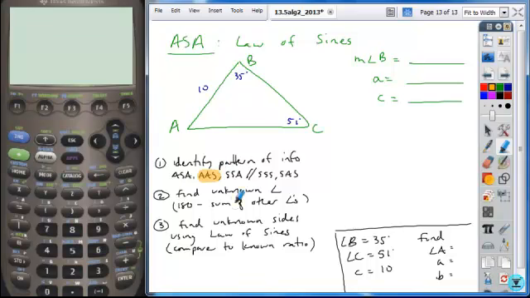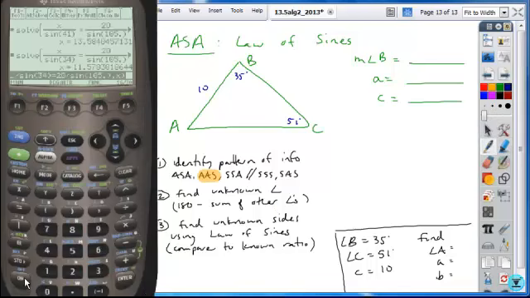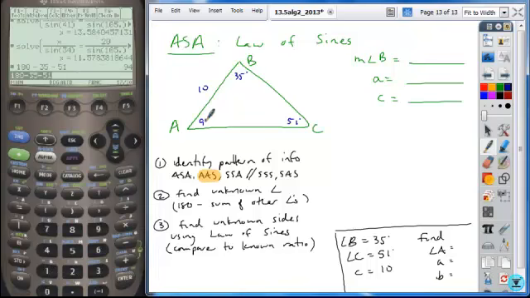Okay. So if we move to our second step, it is to find our unknown angle. We do it the exact same way. We were given two angles, so we're going to subtract each of those from 180, and we get our result of 94 degrees. So up here, when we plug this in, we get 94 degrees for A. And now this basically becomes the exact same problem we had with ASA, right? Because now we have the ASA pattern. So everything else is exactly the same as the last two examples.